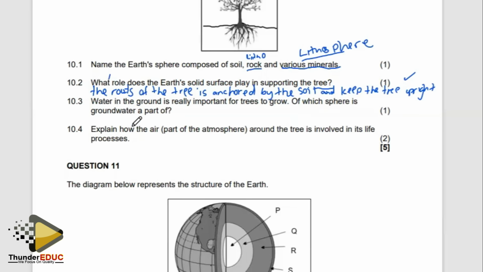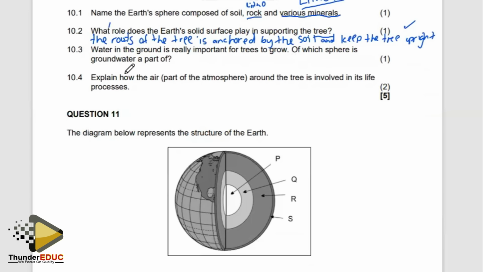10.3. Water in the ground is really important for trees to grow. Of which sphere is groundwater a part? The fact that you see there is water, which means it's hydro, doesn't matter where water is, it falls under the hydrosphere. So your answer becomes hydrosphere. Then we'll move on to 10.4.